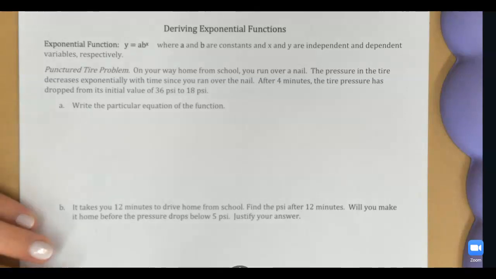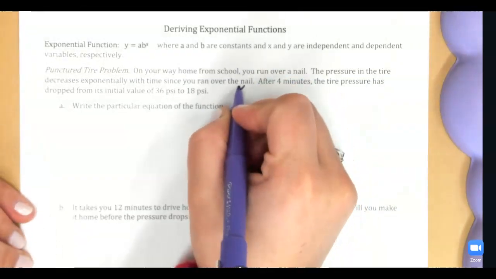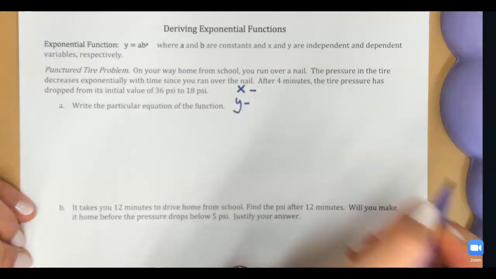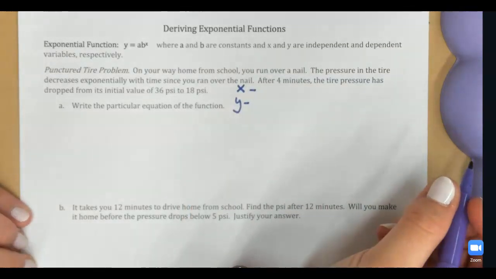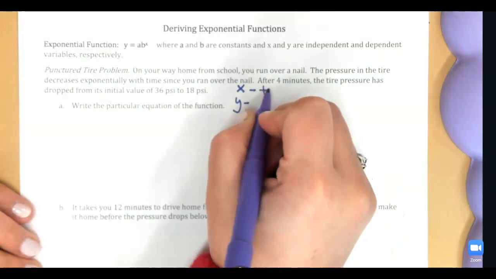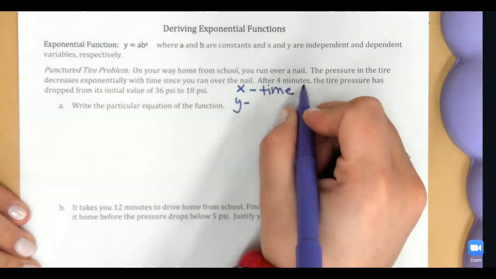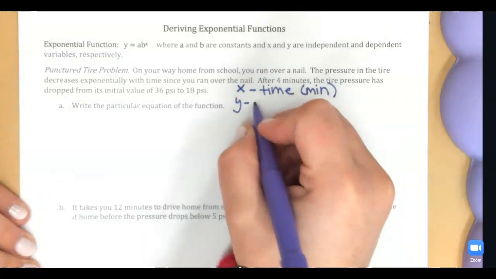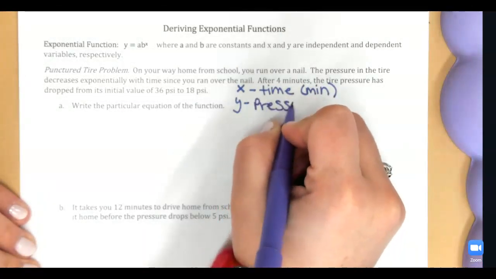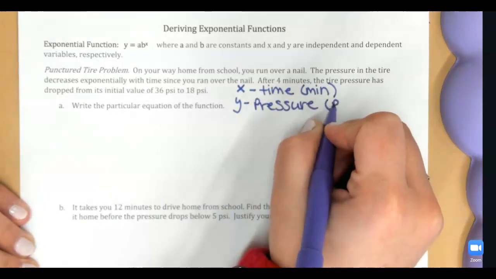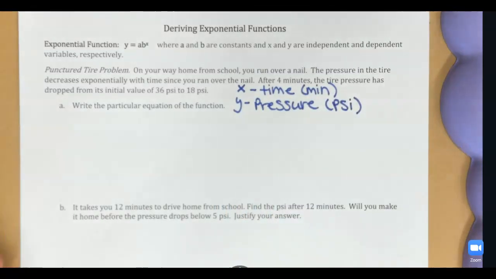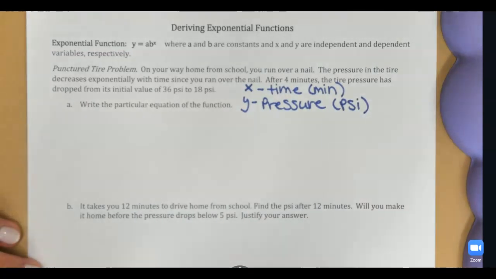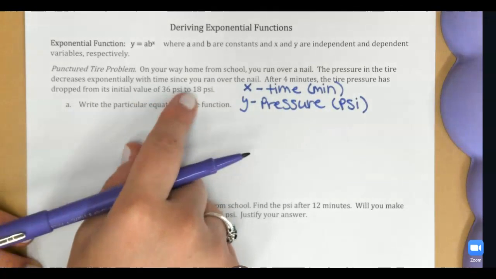So to write the equation, I'm going to need to first define my dependent and independent variables, my x and my y. My independent variable here is going to be time, and we're measuring that in minutes. My dependent variable is going to be the tire pressure, and that is being measured in psi. So what I'm going to do is use that information I was given to get xy pairs and use that to write my function.